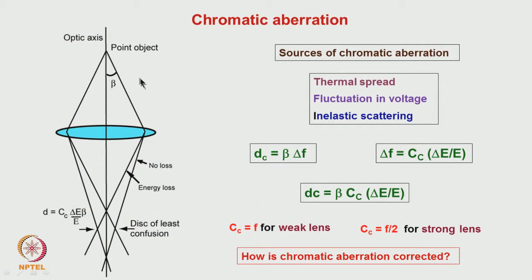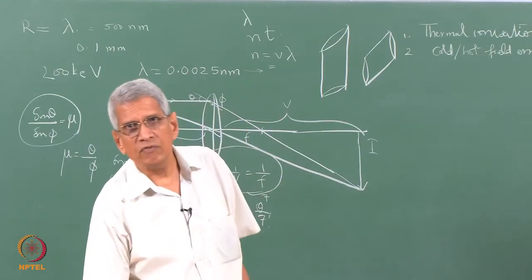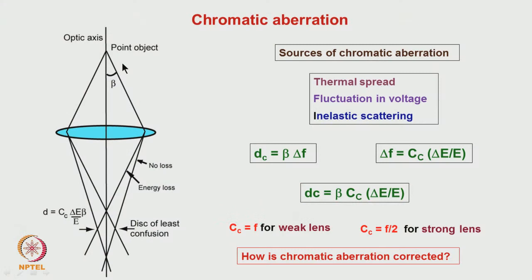The third point is inelastic scattering. As the radiation passes through the sample, it interacts with the material, and sometimes some energy of the radiation is lost as it passes through the sample. This gives rise to electrons with different energies coming out of the sample. So, the beam which initially enters is monochromatic, but the beam which comes out has an increased spread in energy, and this also will give rise to chromatic aberration.